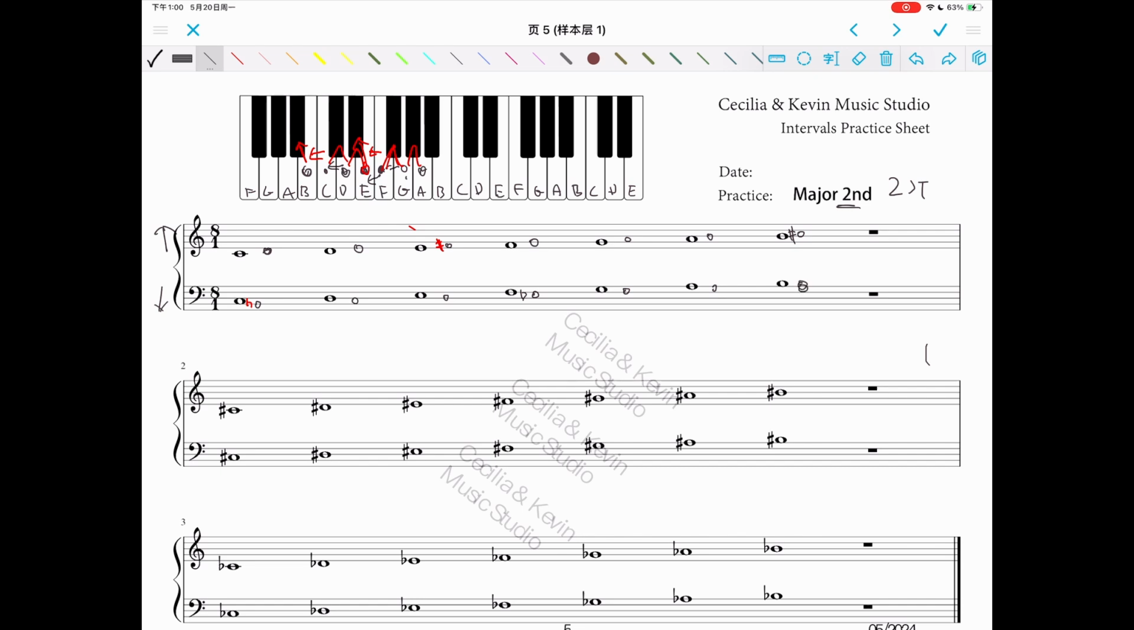Next, si to la, that looked bad. Si to la, so we start from here, si, we go two semitones down, and we're already at our destination, la, so we don't do anything about it.